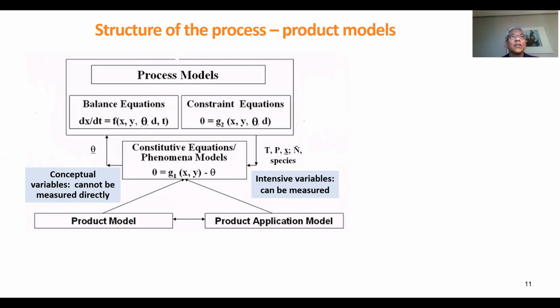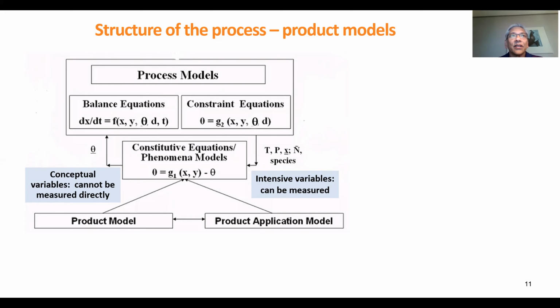But in the process, in addition to the balance, we also have constraint equations. That means some conditions have to be satisfied. If there is an equilibrium condition, then the condition for equilibrium between phases has to be satisfied. If there is chemical equilibrium, the condition for chemical equilibrium has to be satisfied. So we also have constraint equations. And then you see that in both the balance equation and the constraint equation, there is the symbol theta. Theta here is representing what we call conceptual variables, which are actually the thermodynamic variables.